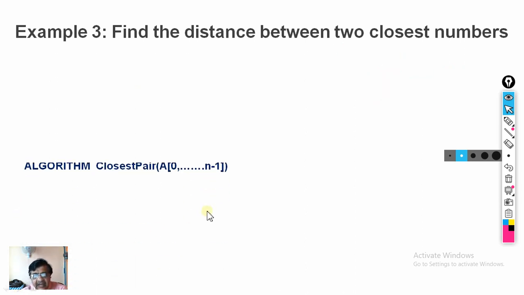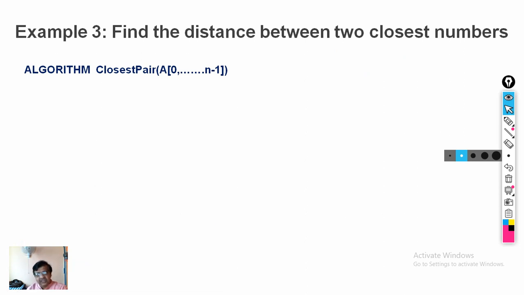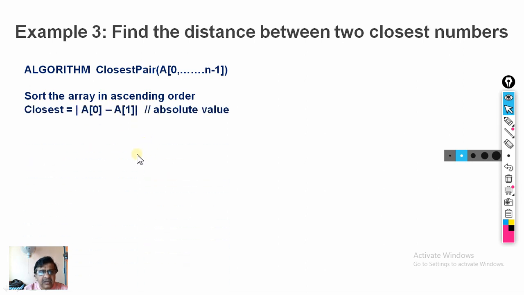Now we will write the algorithm closest pair. An array is given to this algorithm. Now sort the array in ascending order. We have to do this. This is the transformation that we want to bring. And here closest equal to the absolute value of a of 0 minus a of 1.